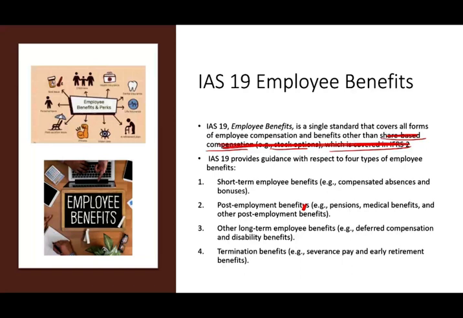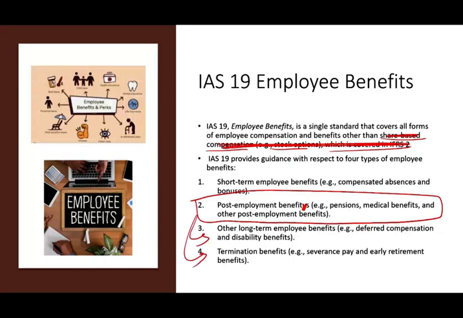Now, for this recording, we're going to be spending most of the time on post-employment benefits, because once we explain post-employment benefits, it's the most involved, and it explains the other benefits. So that's why we're going to be spending more time on item number two, post-employment benefits, specifically pension. Because once you understand pension, you'll be able to understand medical benefits, other long-term employee benefits, and the concept of termination benefits.